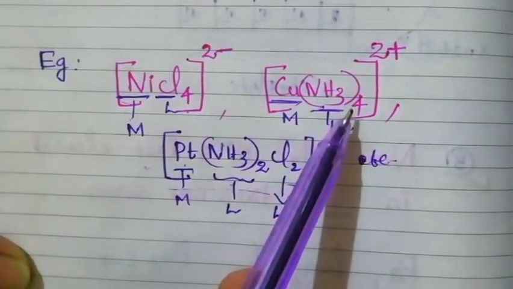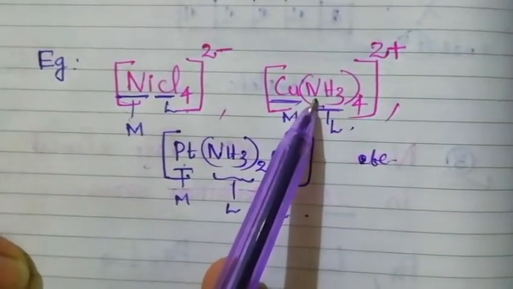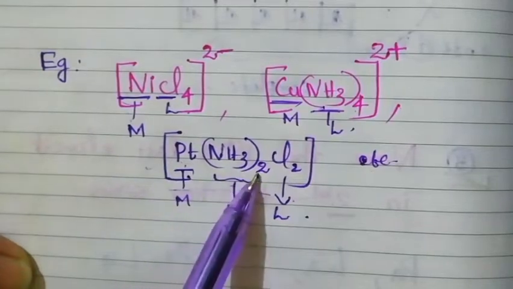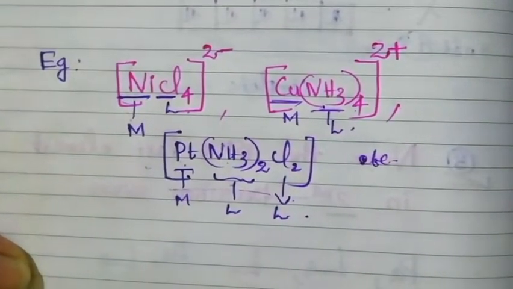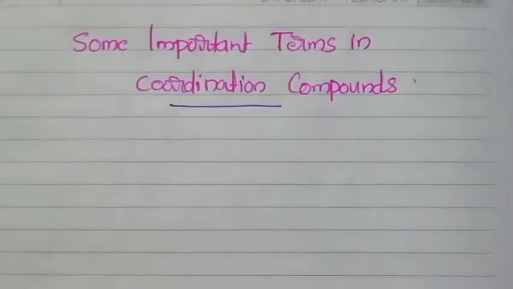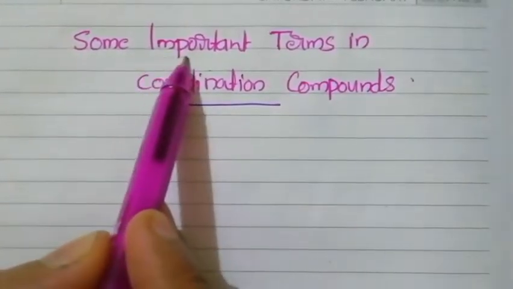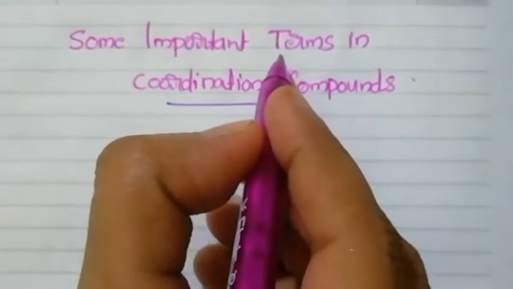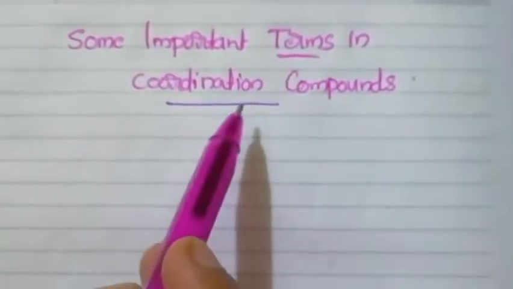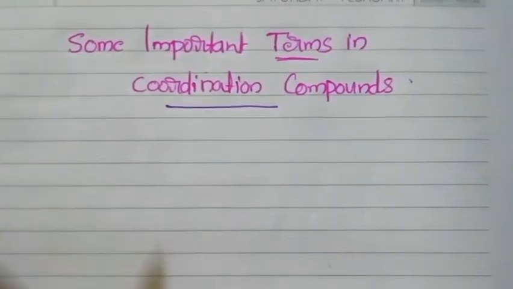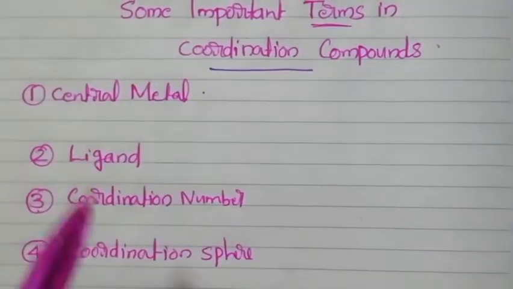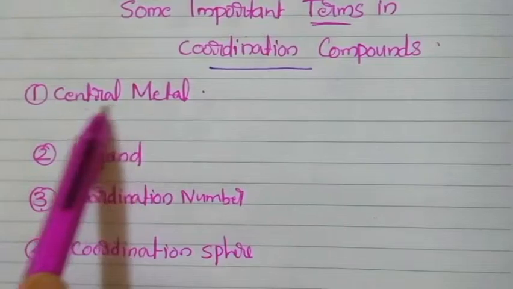Now just understand the metal and ligand in a given coordination compound. You must be able to identify the metal and ligand from the given coordination compound. So now let's move to the important terms in coordination compounds. These are the important terms in coordination compounds.